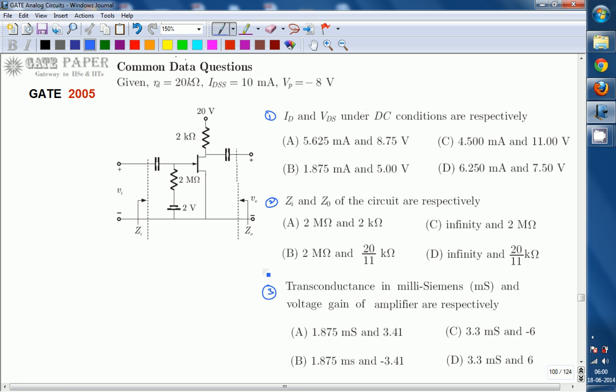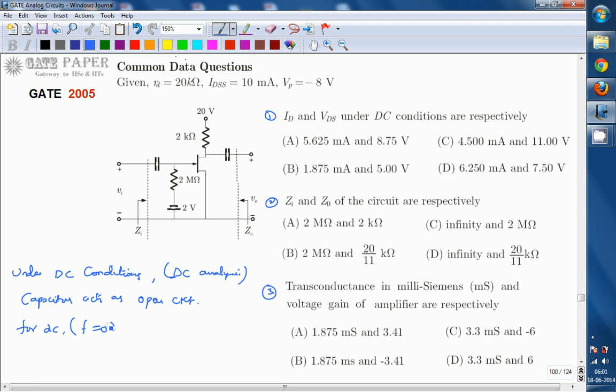DC conditions. Under DC conditions, remember that one, you are going with only DC voltage, that you can call DC analysis. Under DC conditions, capacitors act as open circuits, because DC is constant. There is no variation, no oscillations, so frequency is 0. For DC signals we always assume frequency is 0.